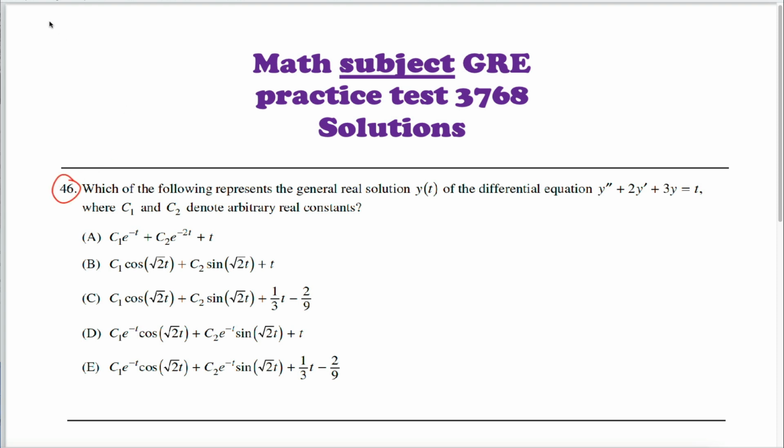All right, question 46. This time we're going to do some differential equations. Specifically, we're using the method of undetermined coefficients.